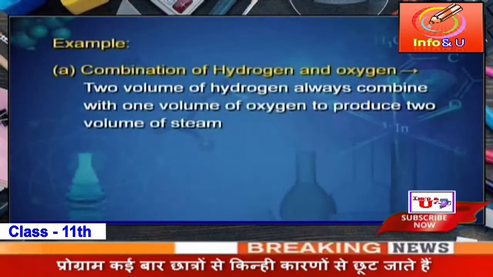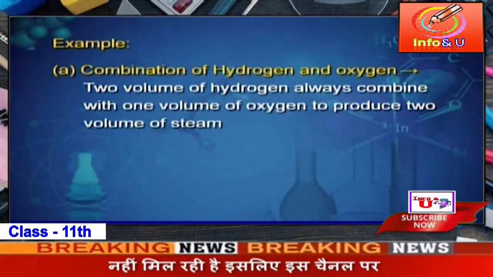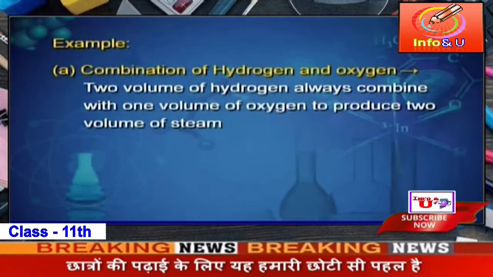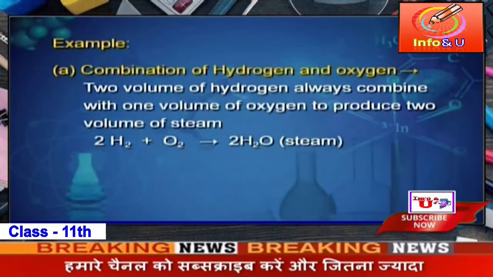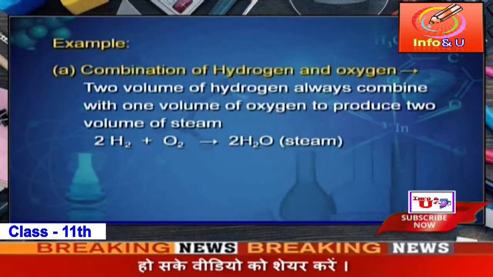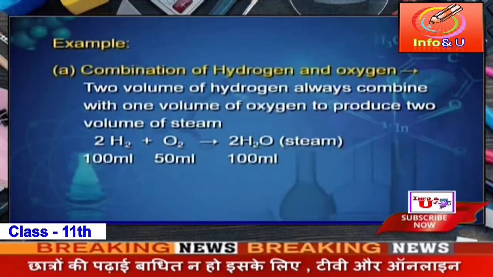Example: combination of hydrogen and oxygen. 2 volumes of hydrogen always combine with 1 volume of oxygen to produce 2 volumes of steam, that is water vapor. Reaction: 2H2 plus O2 gives 2H2O, that is steam. We can say 100 ml of hydrogen plus 50 ml of oxygen give 100 ml of H2O.